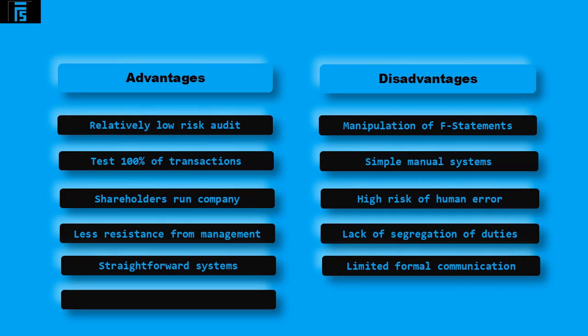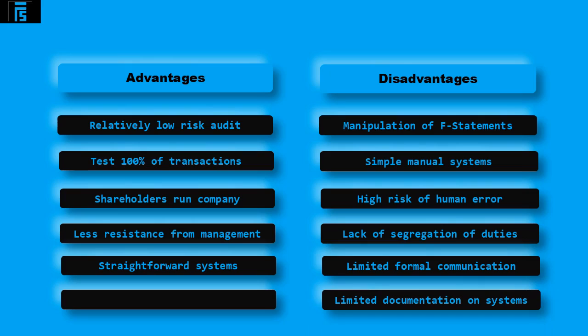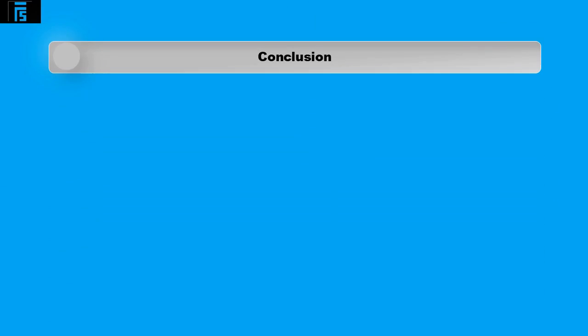They may not be very formal in their communications. Documentation on systems may be limited. Minutes of board meetings may be non-existent. This limits the amount of written evidence the auditor can obtain from the client.